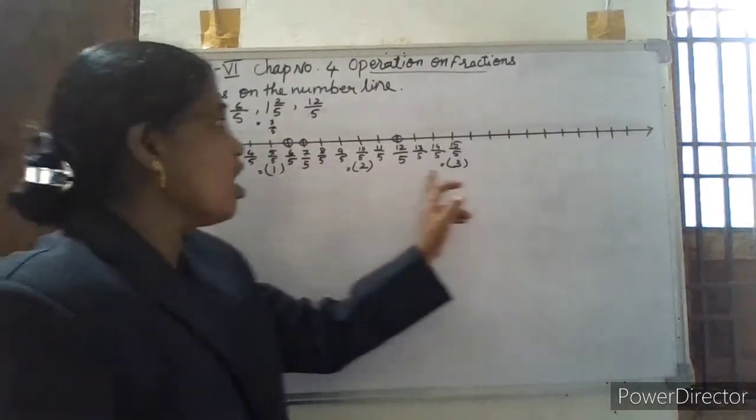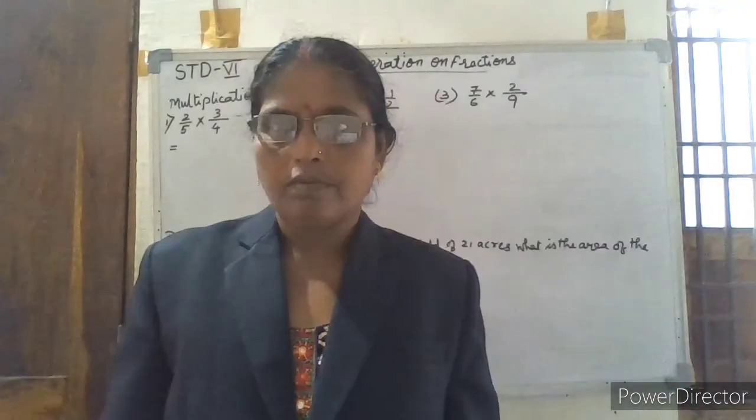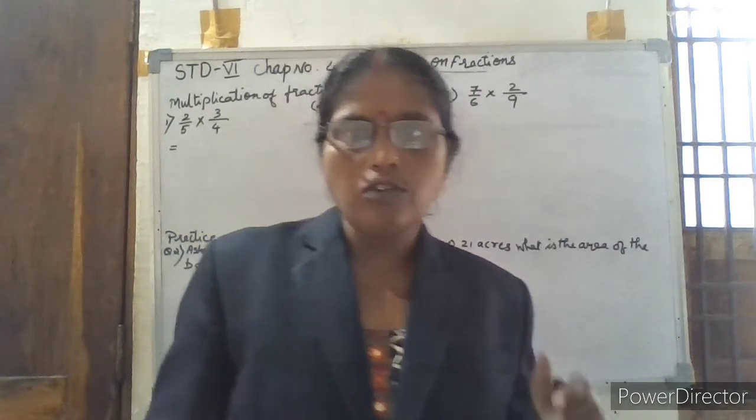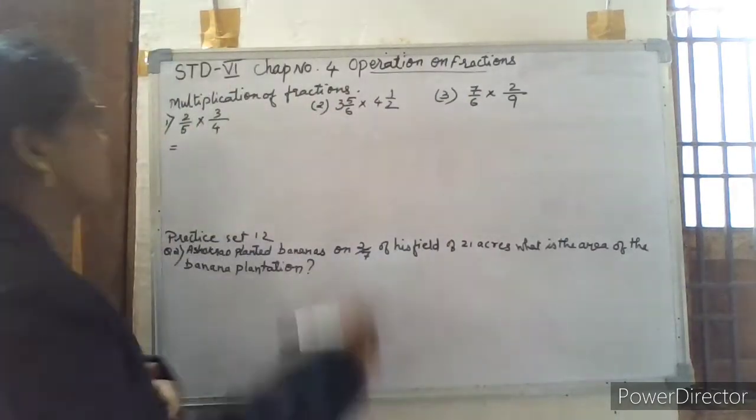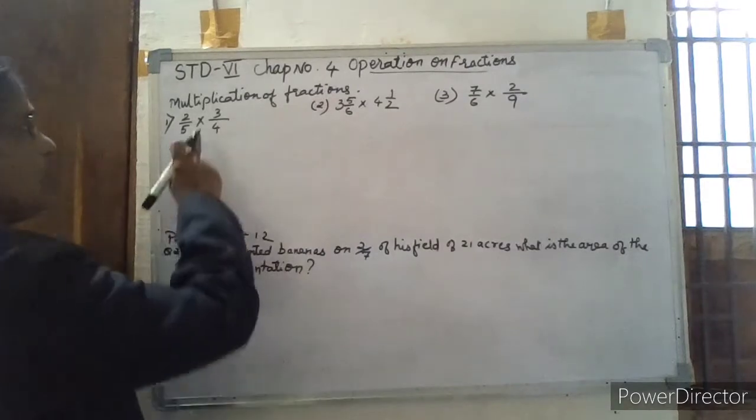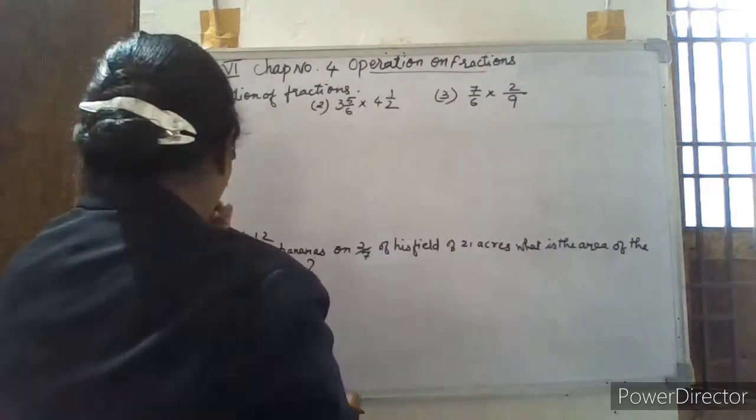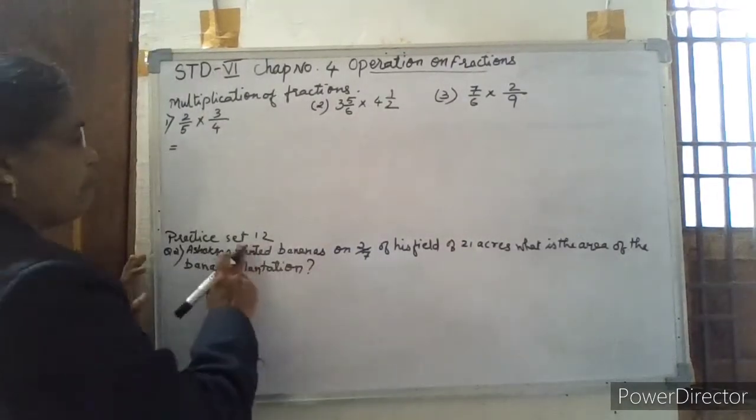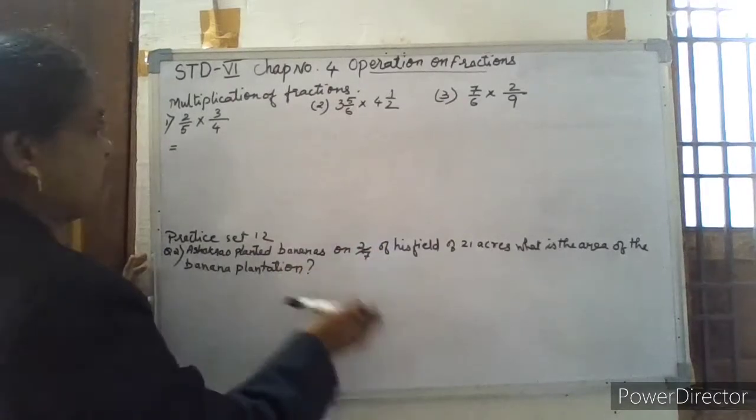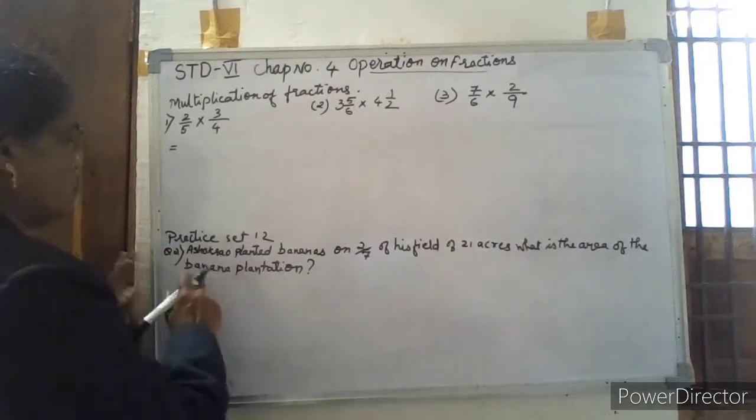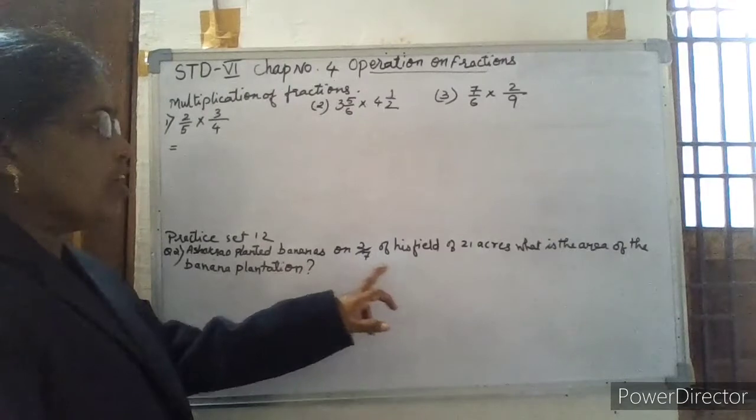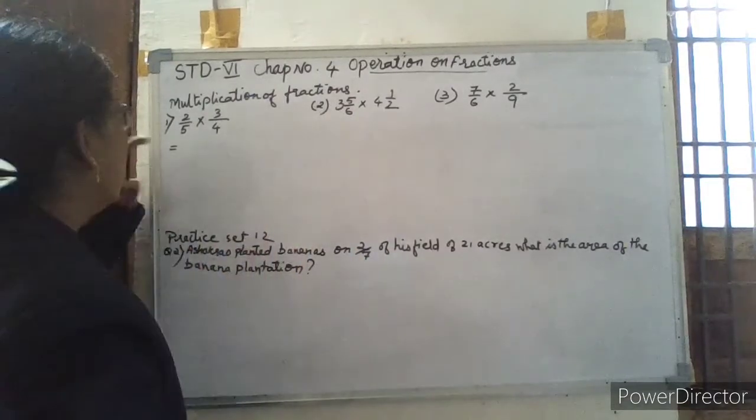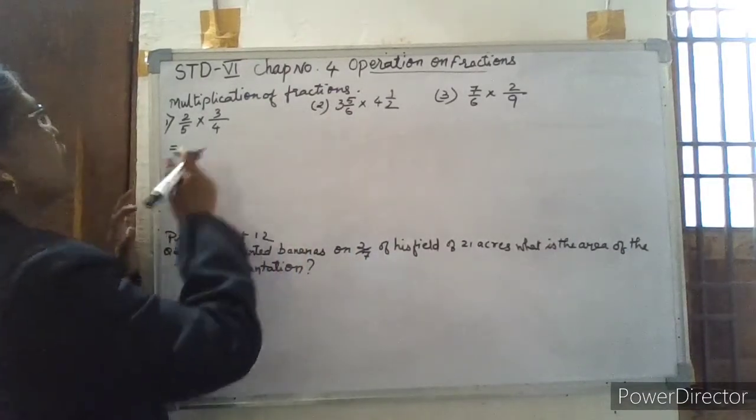Now we are going to learn multiplication of fractions. Multiplication of fractions. 3 examples I have taken, and this is the word problem. It is based on multiplication only. From practice set 12 only one word problem is there and the other one is cancelled. So here see multiplication of fractions, how to do it. I will write down the question.